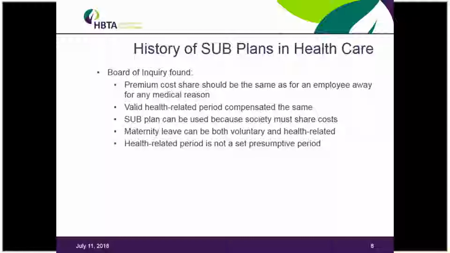And this is where the Board of Inquiry also determined that maternity leave can be both voluntary and health related. So as we talked before, there's two portions to the leave. It's partly voluntary and part health related. And of course, those two periods are going to be treated differently.